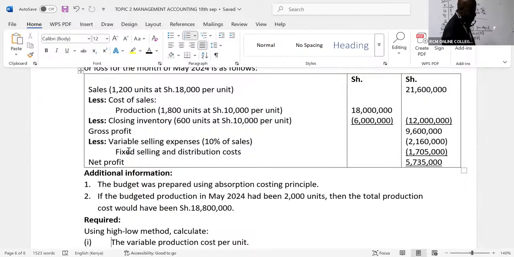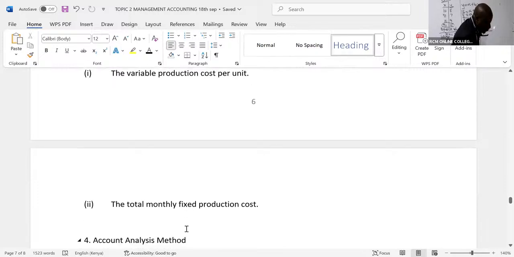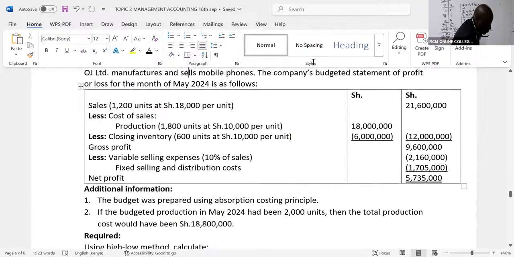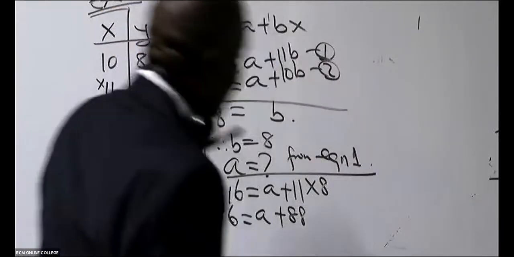If the budgeted production in May 2024 had been 2,000 units, then the total production cost would have been 18,800. So using the high-low method, calculate the variable production cost and, of course, the fixed cost. Now, my good students, if you got that kind of question in an exam using a high-low method, what would you have done? Can you kindly give me an idea of what you would have done?